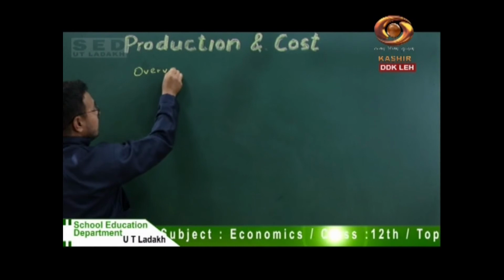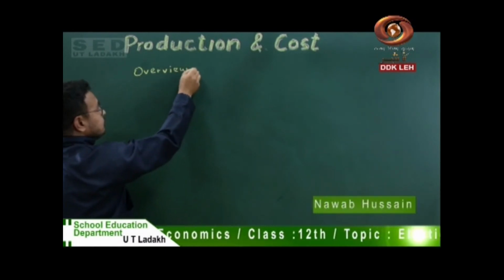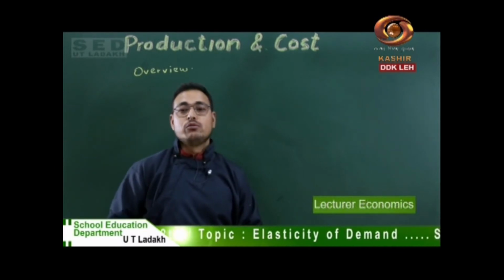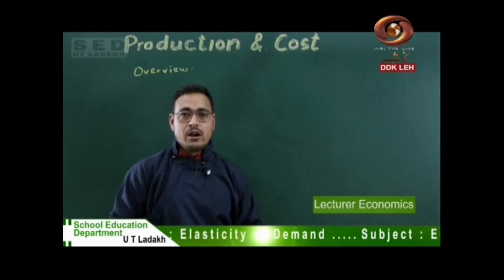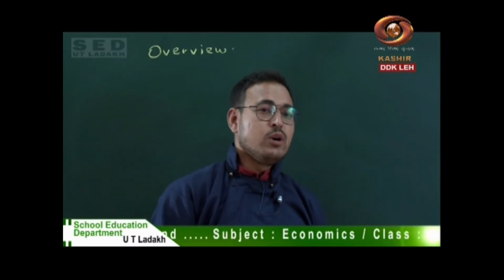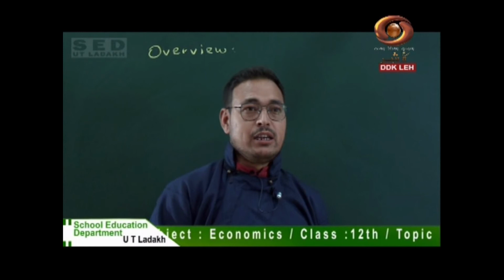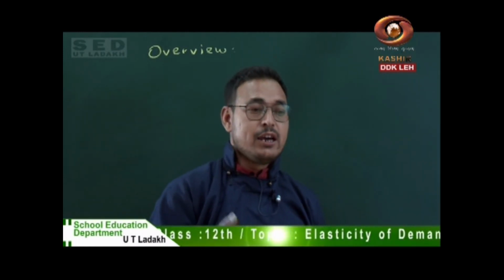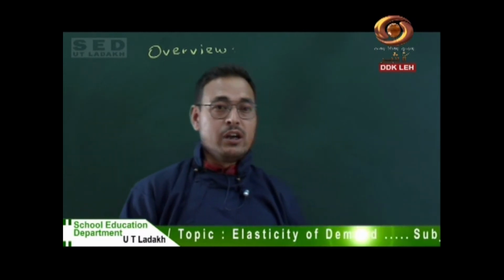So as an overview, I am giving you an overview of the chapter. In the earlier chapter we studied about consumer behavior. Under consumer behavior we had an objective. The objective was simply to maximize utility given your budget constraint. That is, utility maximization is the objective of a consumer.